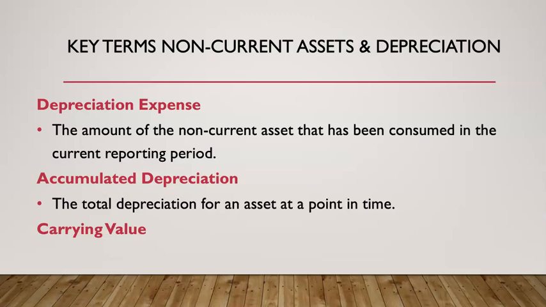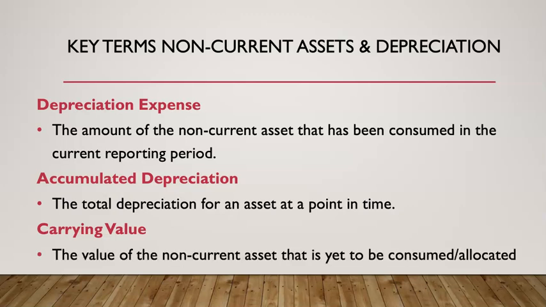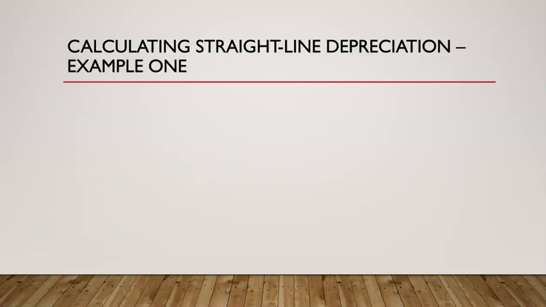And the carrying value is another term you might see, and this is the value of the asset that is yet to be consumed. So if we continue with our example, if my cost was $5,000, and after 3 years I have accumulated depreciation of $3,000, my carrying value is $2,000. 5,000 minus 3,000 equals 2,000, my estimated value at that time. So how do I calculate it? Let's look at 2 examples.